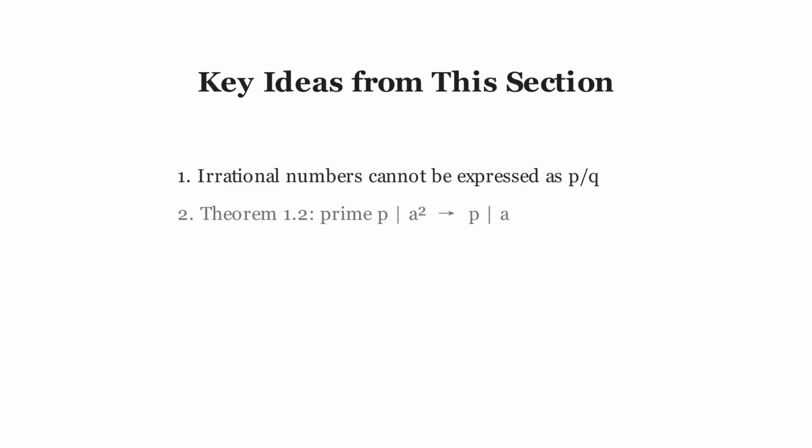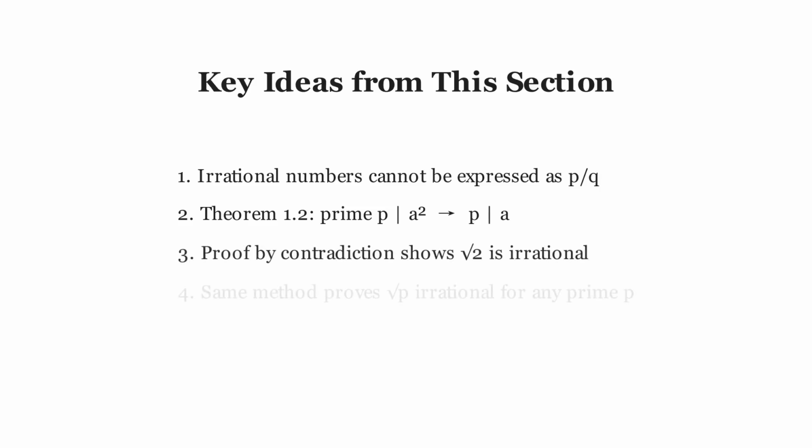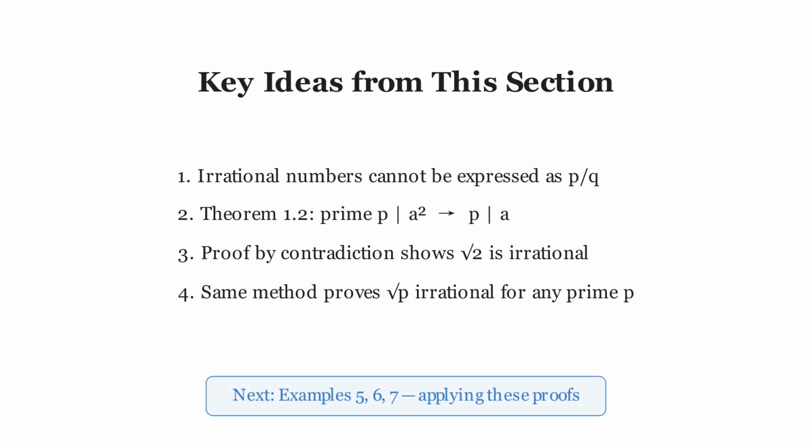Let us summarize what we have learned in this section. Irrational numbers cannot be written as fractions. Theorem 1.2 connects prime divisibility with squares. Proof by contradiction shows root 2 is irrational, and the same argument works for the square root of any prime. The next examples will put these tools to work on specific expressions.